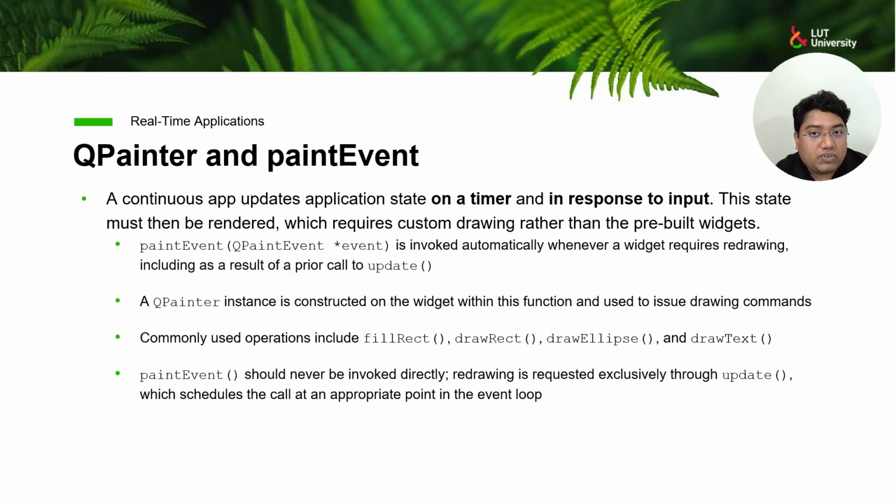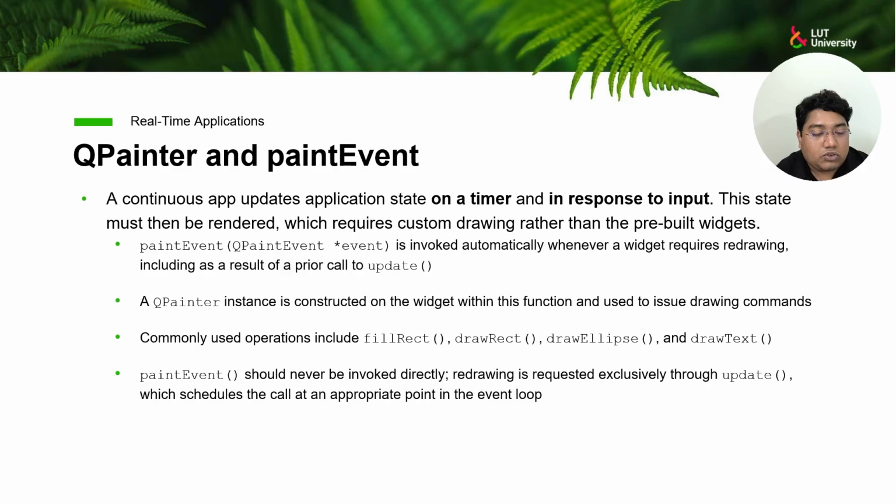So far, every visual element we have used has already existed. Buttons know how to draw themselves, labels know how to display text, text boxes already know how to look. Games are different. If we want to display a spaceship, a paddle, or a falling star, Qt has no idea what those should look like. We have to draw them ourselves. That's exactly what QPainter is for.